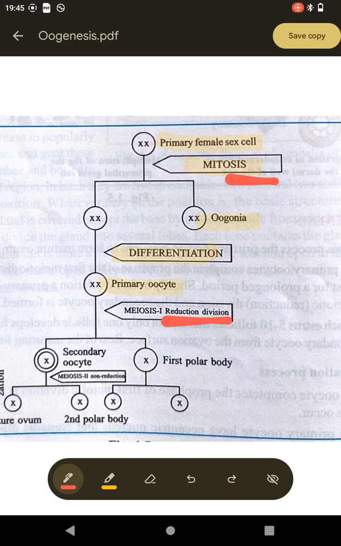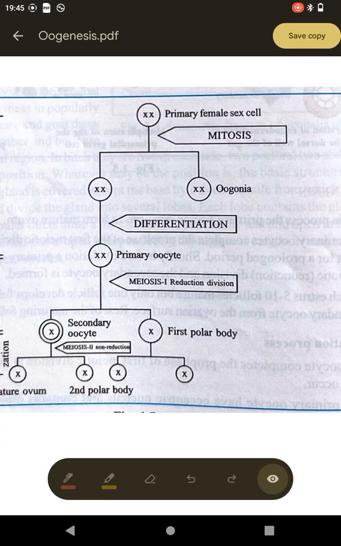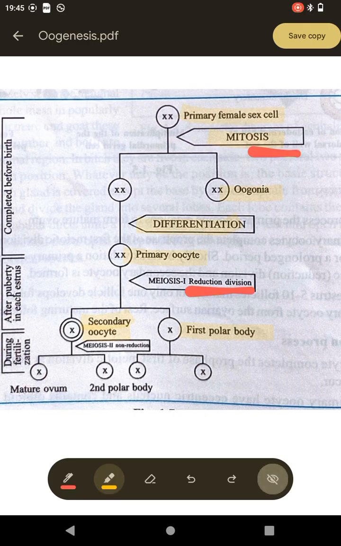So from the primary oocyte is formed the secondary oocyte and the first polar body. What will happen now? The secondary oocyte will go to the second meiosis and formation of the mature ovum. This is the mature ovum and second polar body. But the second meiosis will happen during fertilization. So when all these processes occur, you have to see.